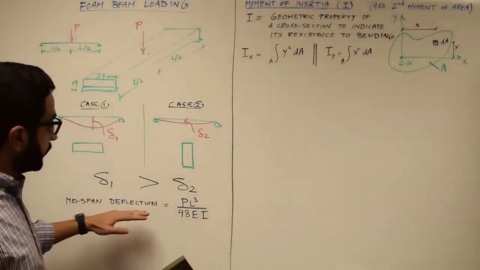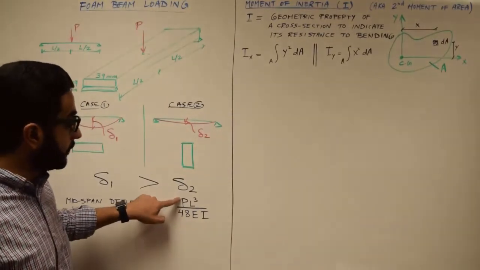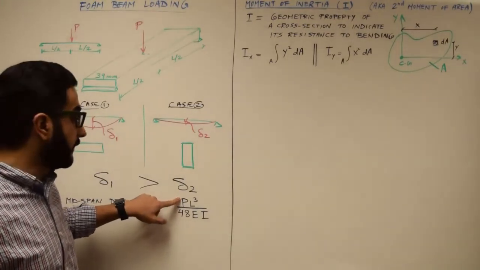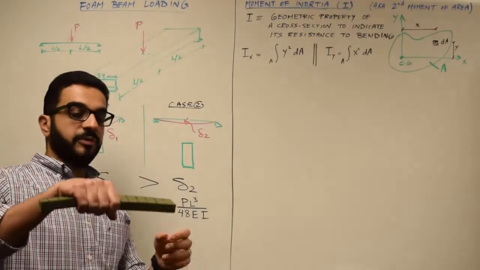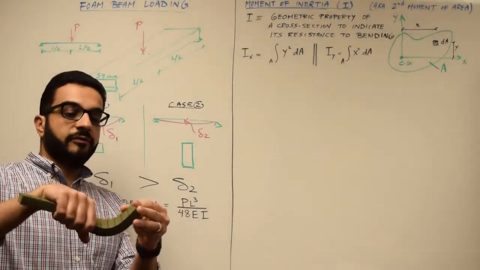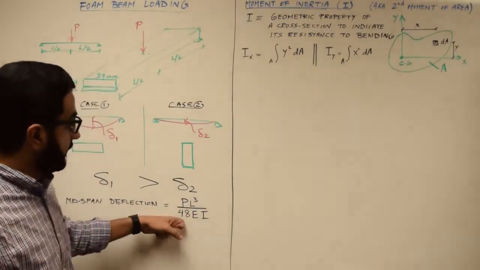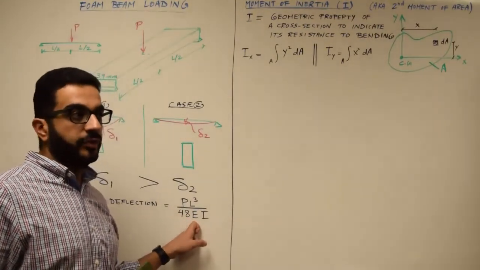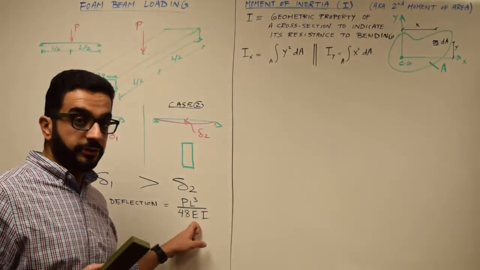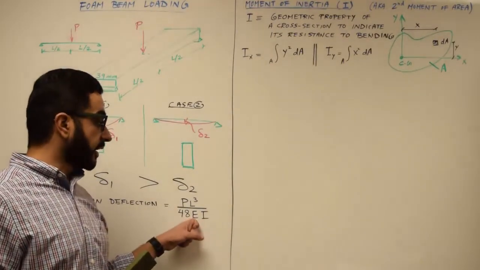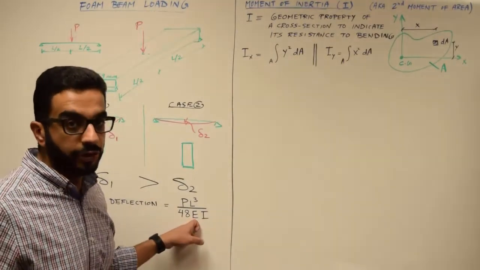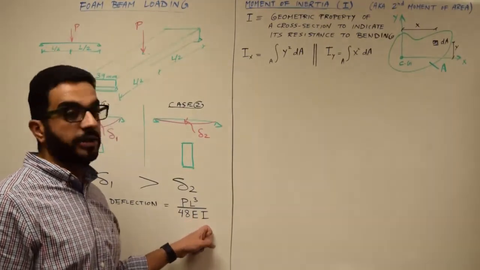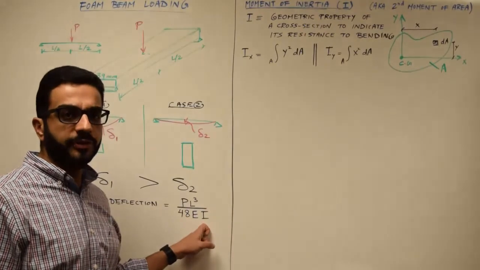Now, this deflection is dependent on a couple of things. First, the load P. The more load you have, the more deformation you'll have. The length of the beam: if the length of the beam is shorter, you expect to have less deformation. E is the Young's modulus of elasticity. That's a property of a material. So steel has E different than wood, different than foam. So it's a material property, and then I is the moment of inertia.